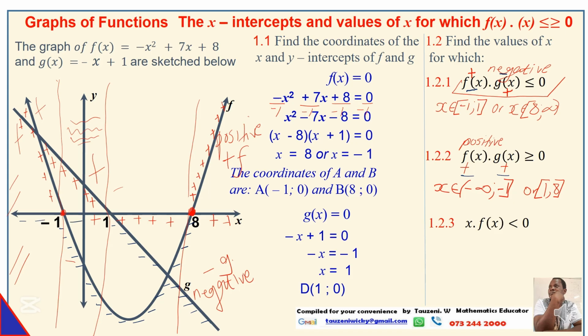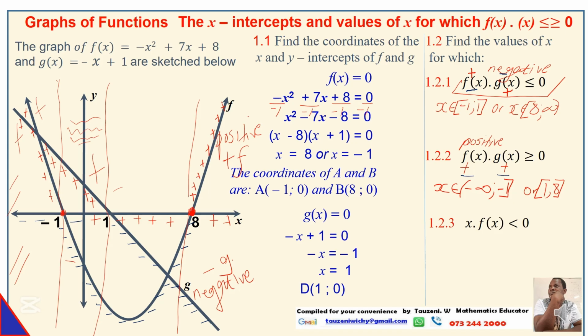Now, we want to multiply x multiplied by f of x to get a negative answer. In this case, we are referring to the x-axis and the graph of f only. So ignore the graph of g for a moment and look at the graph of f and the x-axis. Remember, for an answer to be negative after multiplication, you must multiply a negative and a positive.